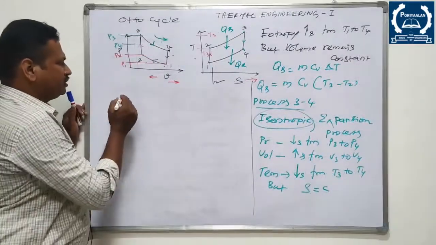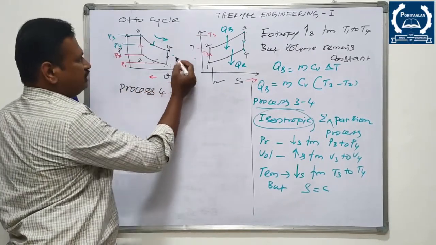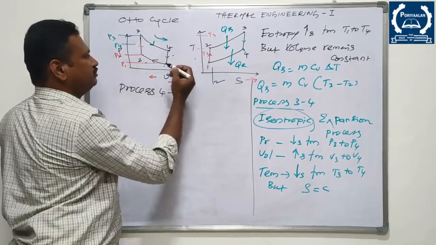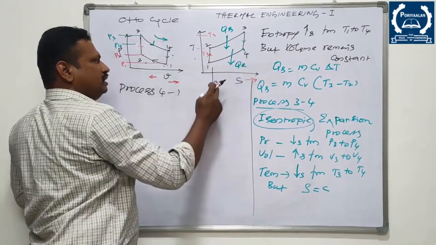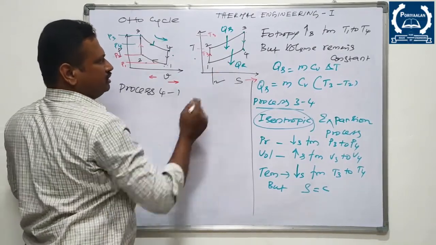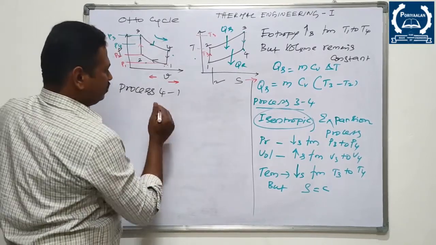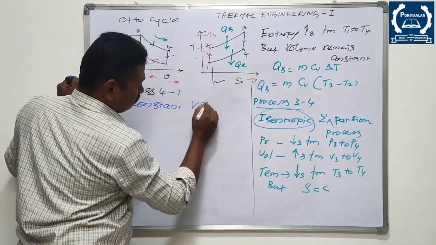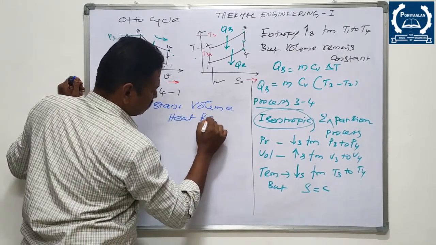So coming to process 4 to 1, you can see that there won't be any change in volume. That's why it is known as a constant volume process. There is a decrease in pressure with reference to the PV diagram. When you are coming to this, temperature decreases, at the same time entropy also decreases. You can see this is a constant volume heat rejection process.